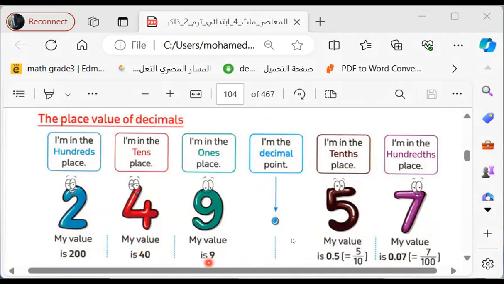249 and 57 hundredths. 249 and 57 hundredths, or I can say 0.57. Easy? Okay, Miss Alia, that's so easy. I like it. Let's answer some questions that represent our work.